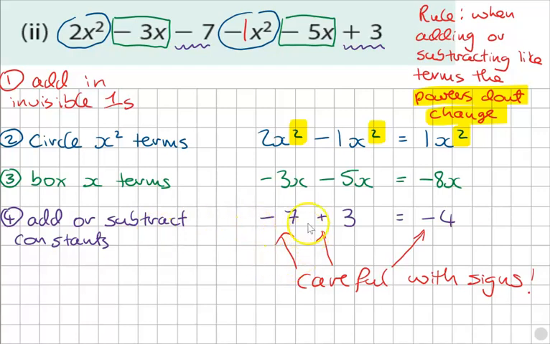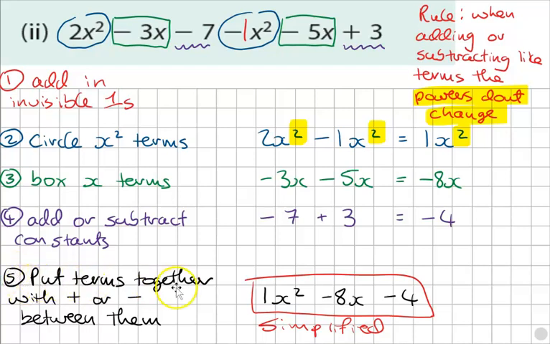And another way to think about it is if it's minus 7 degrees Celsius and it goes up by 3 degrees, it's going to be minus 4 degrees Celsius. If you have minus €7 in your bank account and you add in €3, you're going to end up at minus €4 in your bank account.